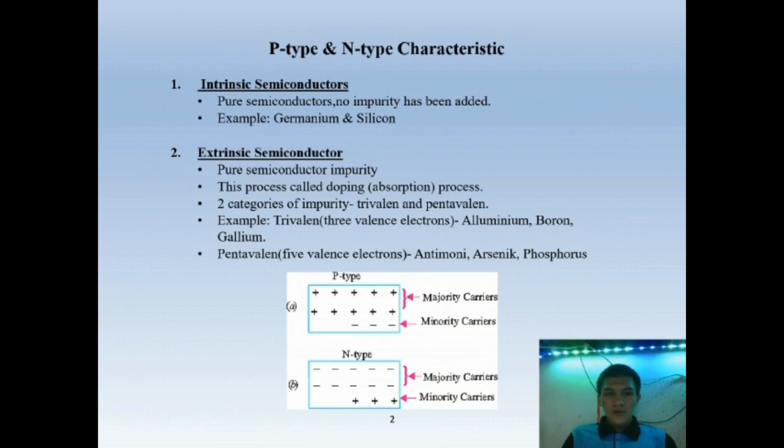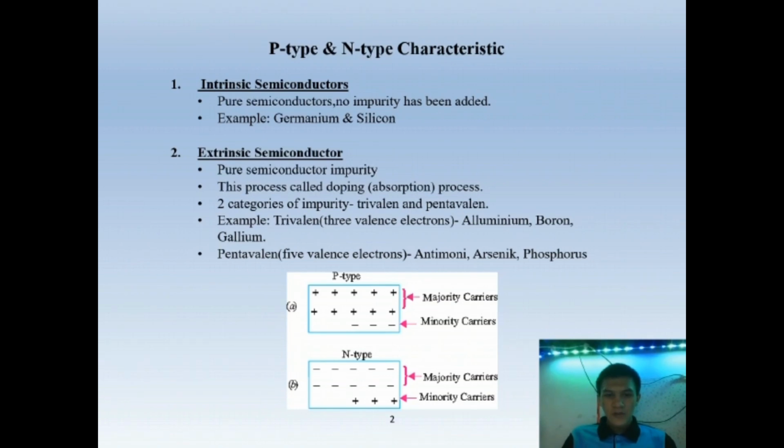Intrinsic semiconductor, pure semiconductor, no impurity has been added. Example, germanium and silicon. Extrinsic semiconductor, pure semiconductor with impurity. This process is called doping process. Two categories of impurity, trivalent and pentavalent.